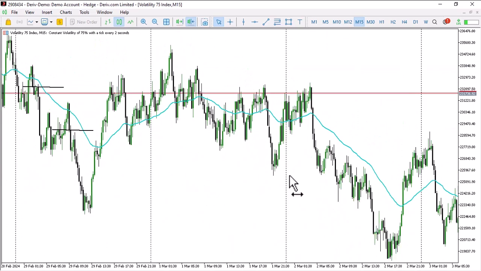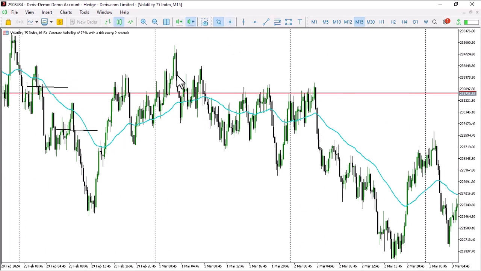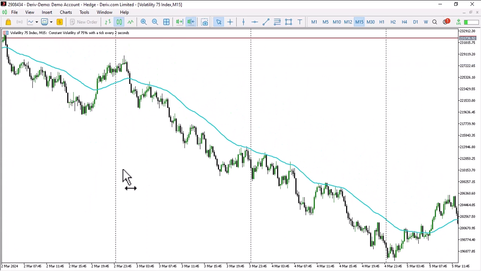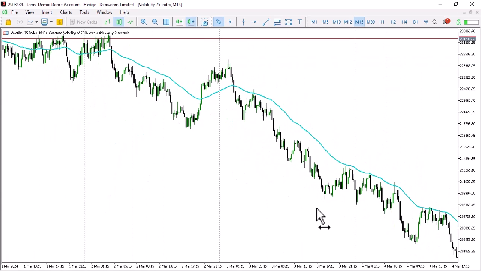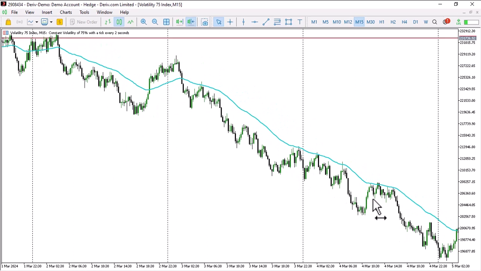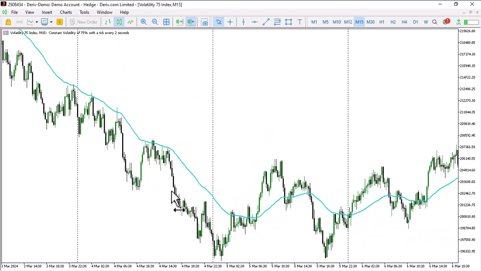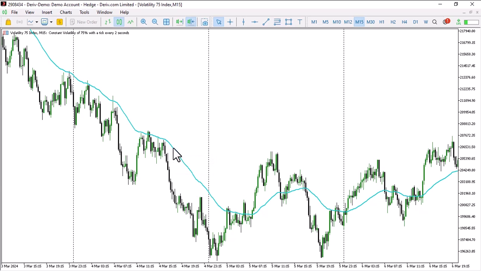So this is what you are going to do, and you have to avoid things that look like what you are seeing here, where price is just consolidating, going above, below, above, below. You need to see a clear downtrend like what you are seeing here, where you have price trading below the moving average, and you have to understand that you're not going to get trades every day. You are going to be very patient with this strategy.